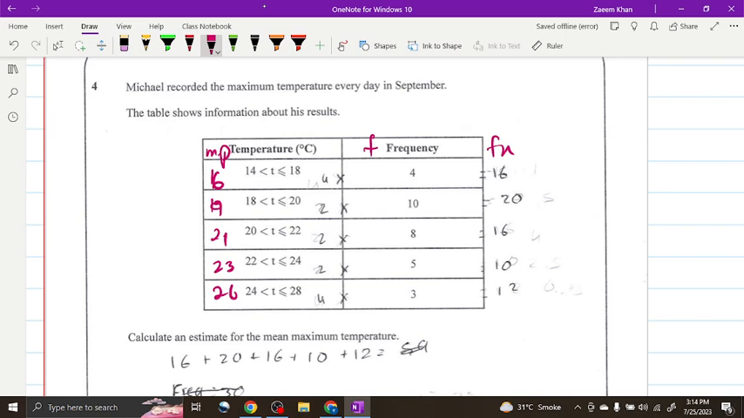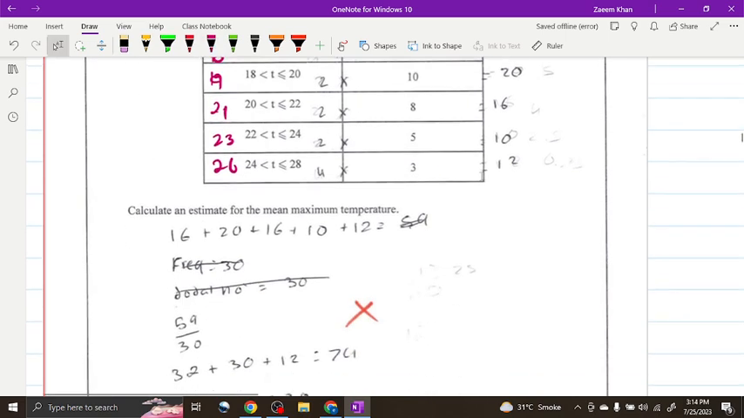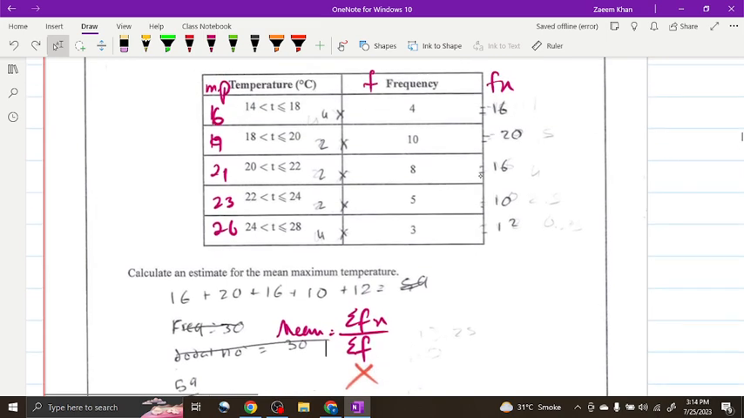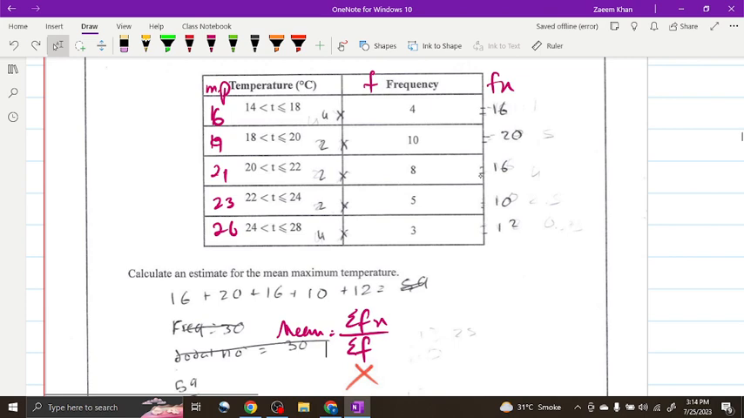Why? Because the formula for mean is sigma fx over sigma f. Does that make sense? So, in order for us to be able to do this, we need to find out what fx is so that we can take the total of it. This is going to be 64.